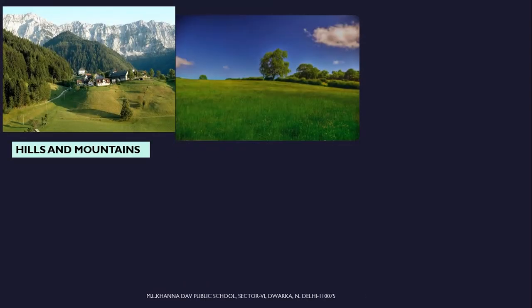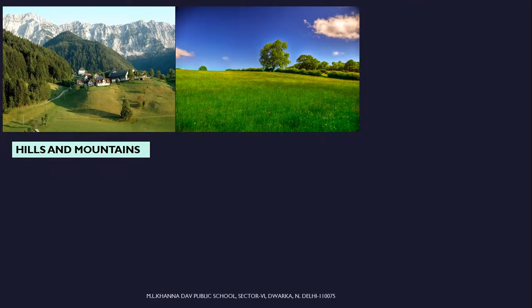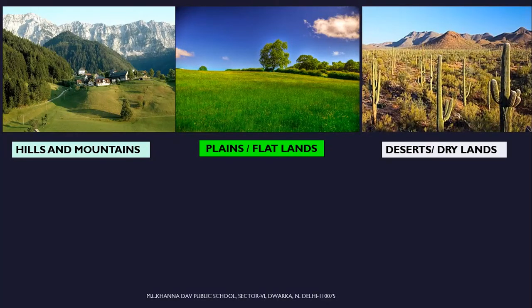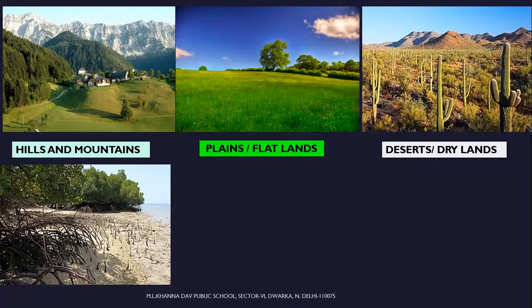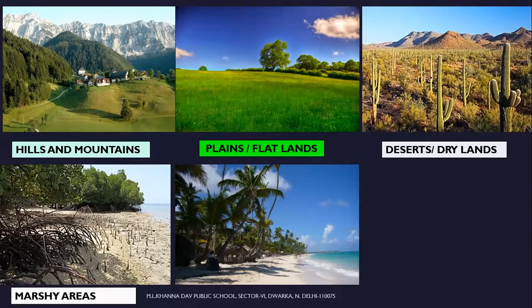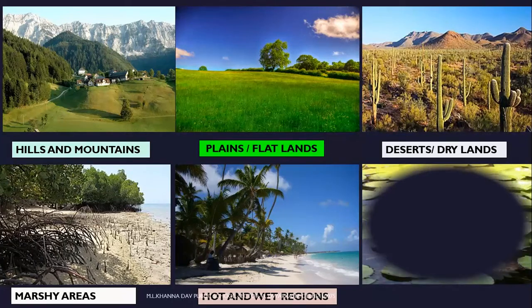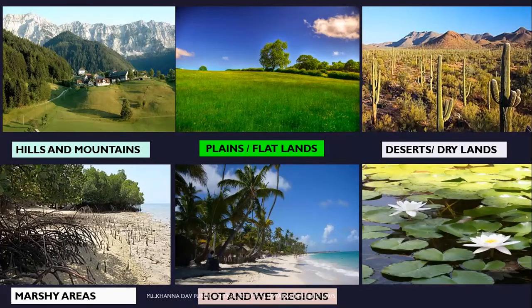You see, there are mountains and hills, there are plains which are green and flat lands, and there are dry desert lands, and we also have marshy areas which are waterlogged, and coastal areas and other areas which receive heavy rainfall, which are the hot and wet regions, and of course the water bodies, may it be ponds, lakes, rivers, streams, oceans, seas, they all come in the category of aquatic habitats.